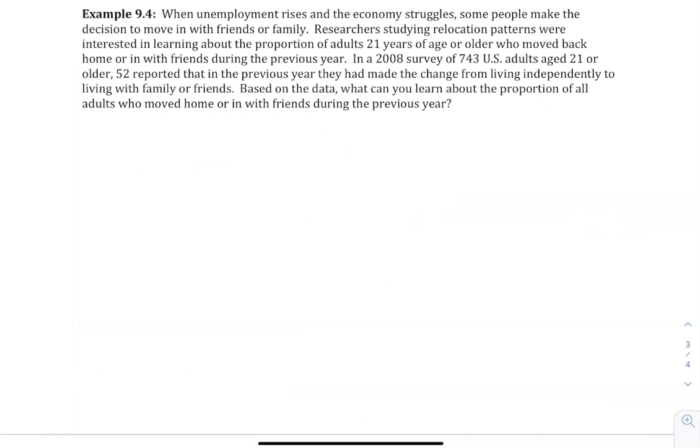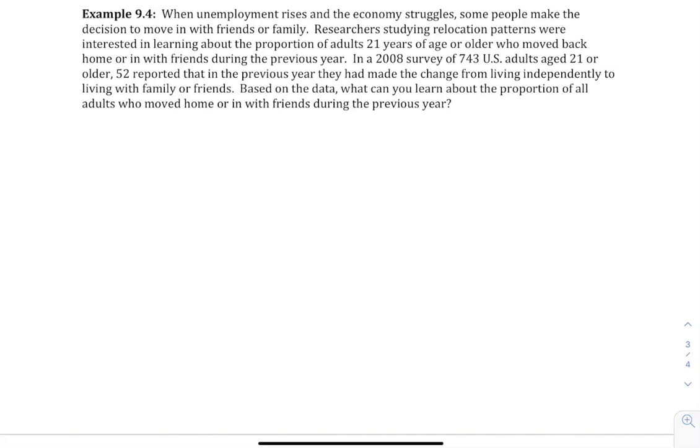Example 9.4 helps us set up a confidence interval. When unemployment rises and the economy struggles, some people make the decision to move in with friends and family. Researchers studying relocation patterns were interested in learning about the proportion of adults 21 years or older who moved back home or in with friends during the previous year. Now this was done in 2008, which was the last time that we saw a big spike in unemployment, and we currently are in that same situation right now. So we could probably repeat this study and also see some changes from 2019 to 2020.